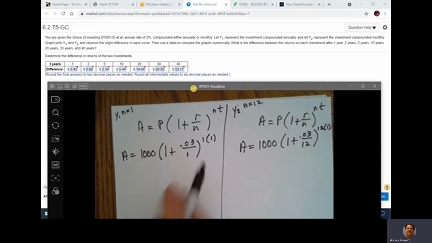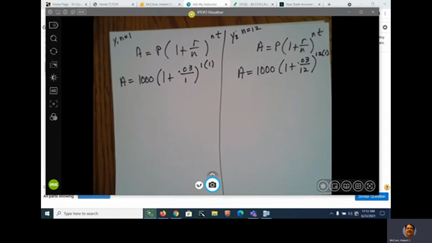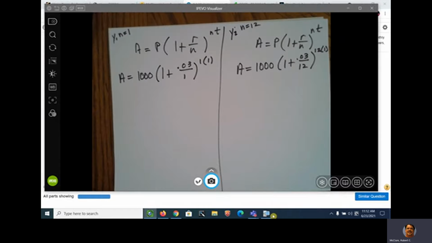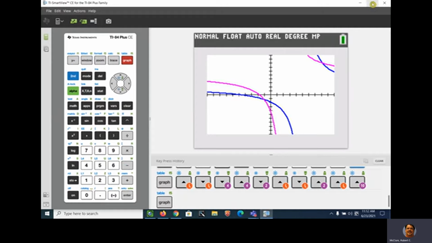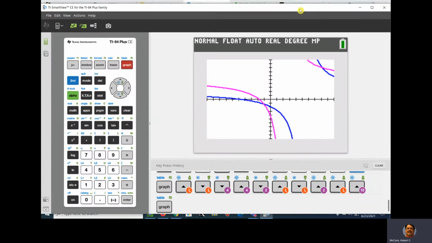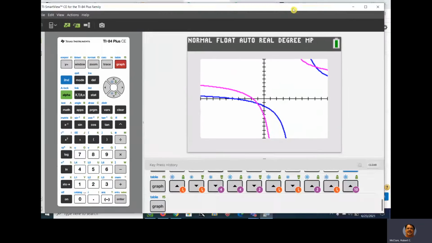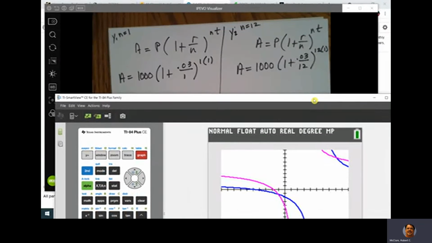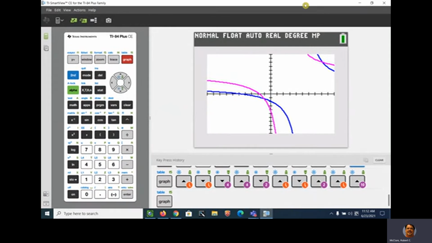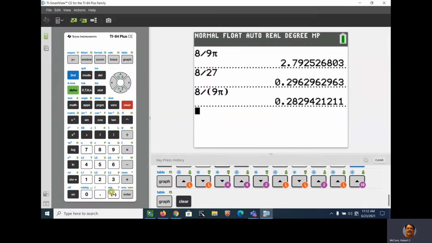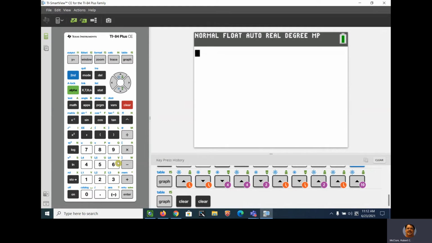Now you just do all this on the calculator. Let me show you how to do it. You work your way from the inside out. So 0.03 divided by 1, plus 1. Hold on a second.